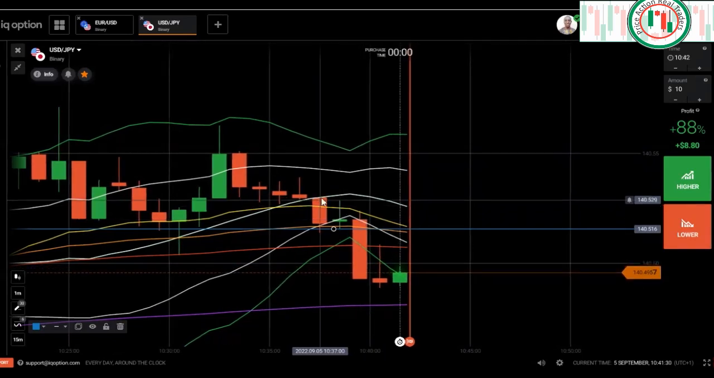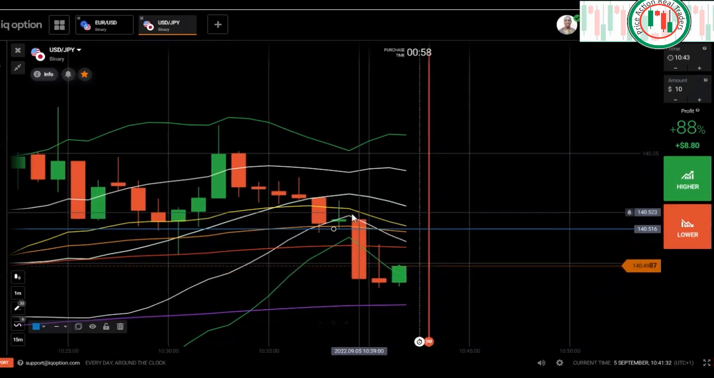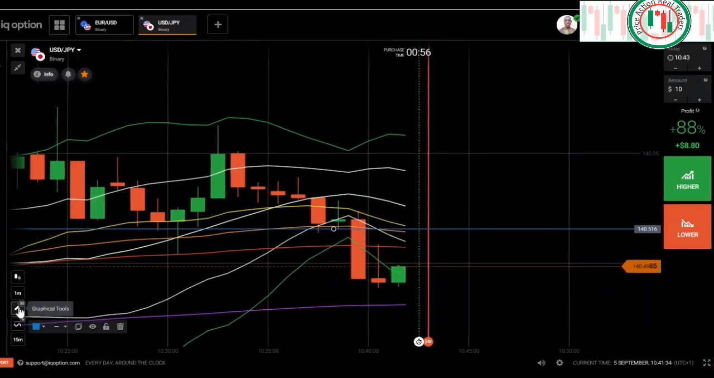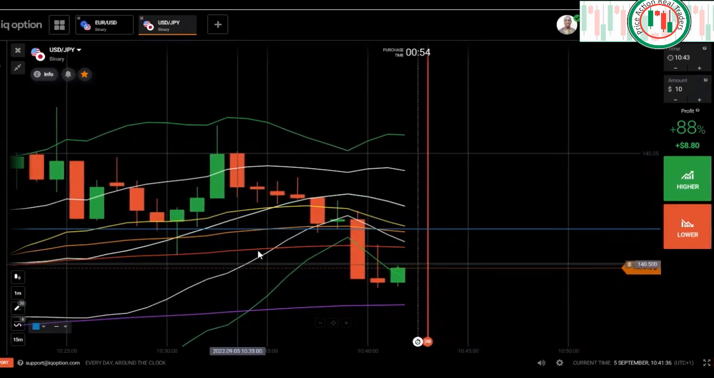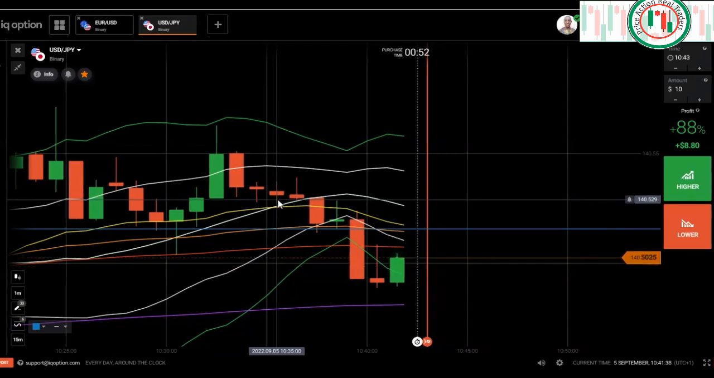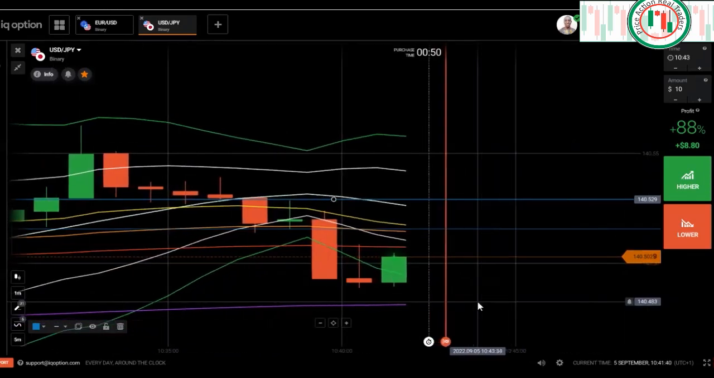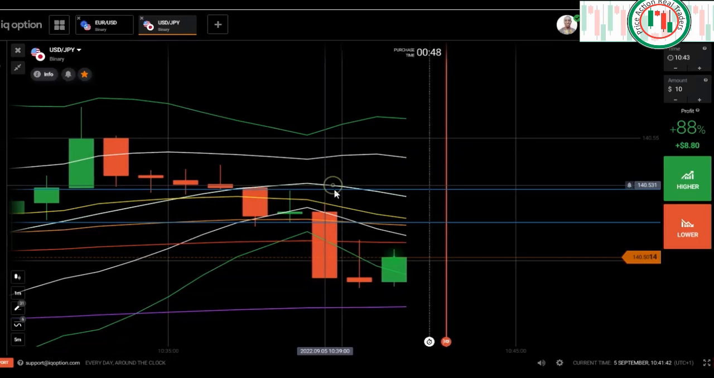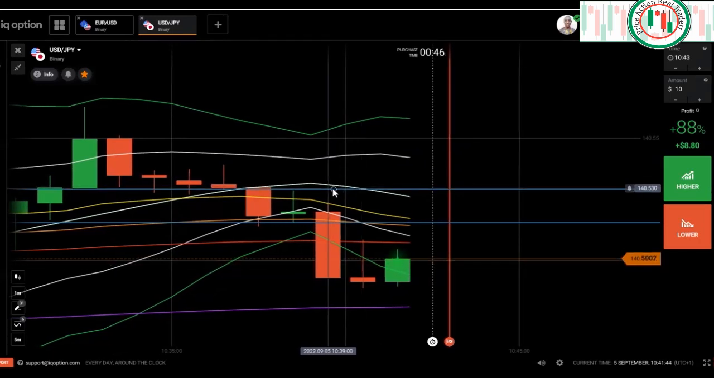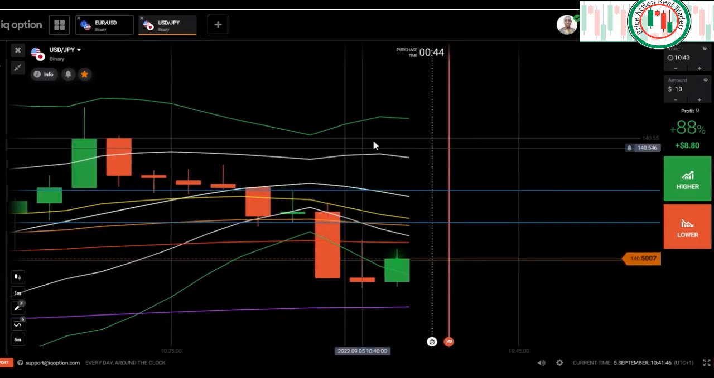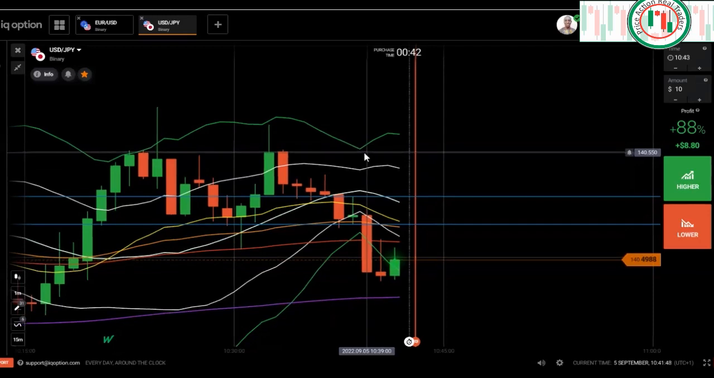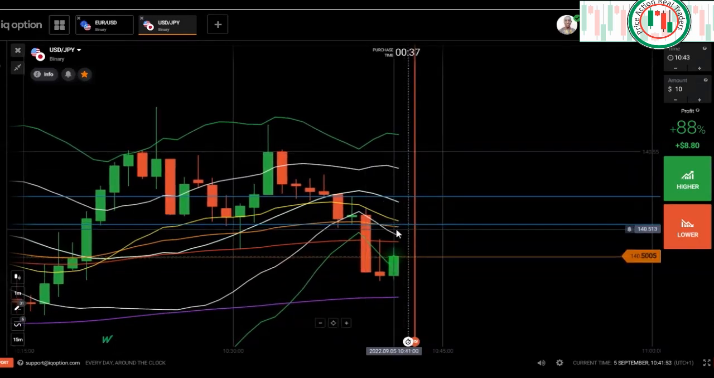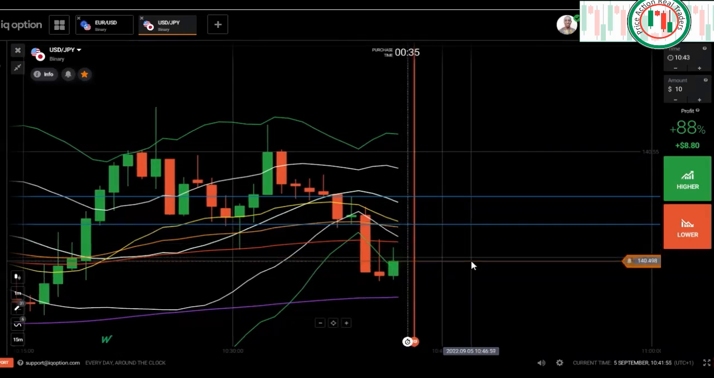Then if market comes and touches this zone, if I see rejection, I can place my trade, put option here, because of the ranging market. So I will wait for market to reach this zone, then I will place my trade.